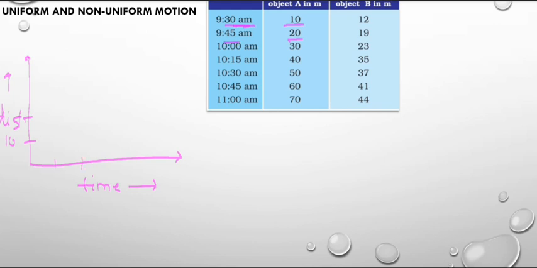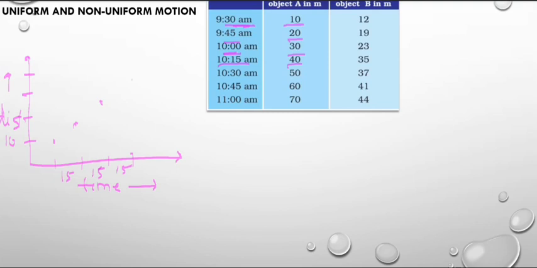That is from here to here, it is 15 minutes. And again after 15 minutes, that is at 10 a.m., the object is at 30 meters. This was the first one, this was the second one, this was the third one. And similarly, after again 15 minutes, that is 10:15 a.m., the object is at 40 meters, somewhere around here.